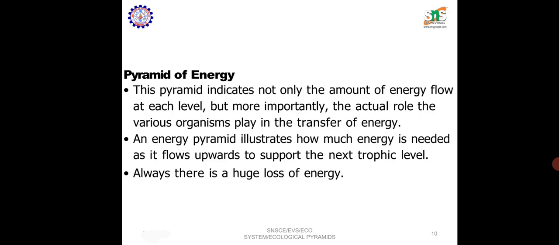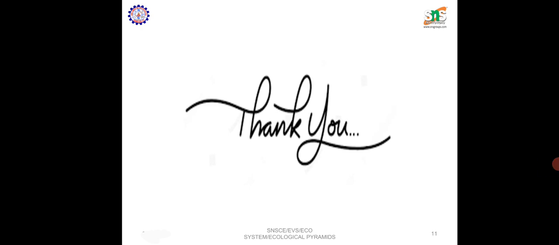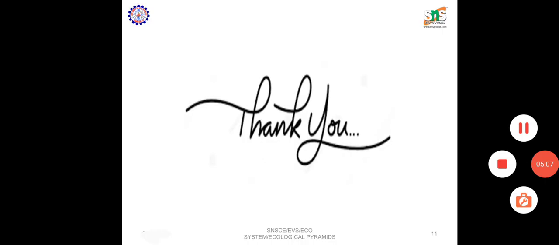So in this session we have discussed the ecological pyramid, which is classified into pyramids of numbers, pyramids of energy, and pyramids of biomass. And here we have seen how the numbers of the available producers, decomposers, and consumers vary according to the food chains and all. So this is about the ecological pyramid.